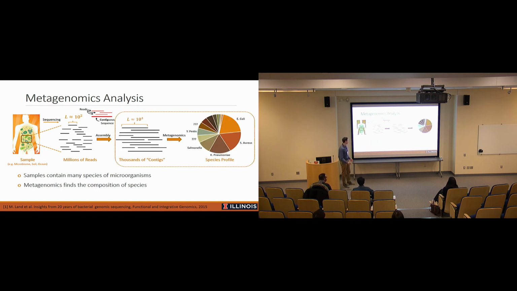And in metagenomics, the job is to find what this species profile is. Anyway, the job of metagenomics is to build this species profile. And this profile provides insight into the diversity and health of a sample. So if your sample's from the human microbiome, you expect a healthy sample to have a diverse set of species.